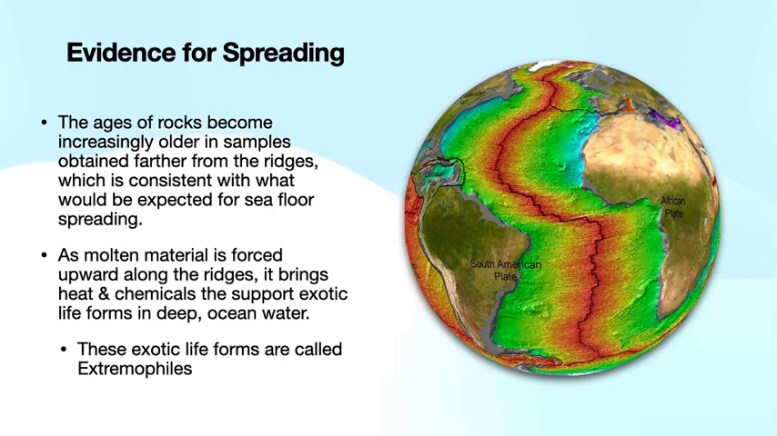As molten material is forced upward along the ridges, it brings heat and chemicals to support exotic life forms in deep ocean water. These life forms are called extremophiles. You may have heard about those in biology class.